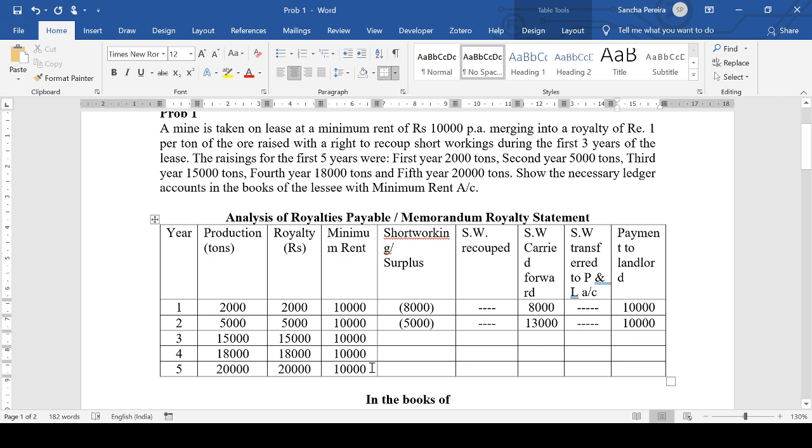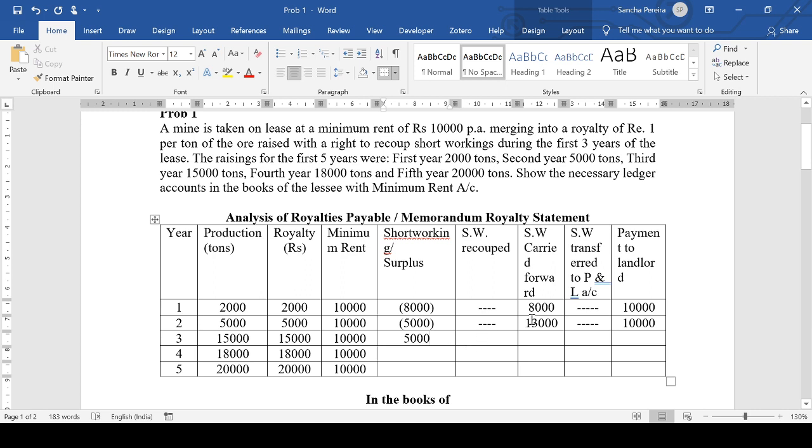Okay, come to the third. Any questions still here? Anyone has any questions? Okay, next year. Now in the next year, what do we have? We have a surplus. Your actual royalty is more than the minimum rent, so you have a surplus. So don't put it in brackets. It's going to be 5,000.